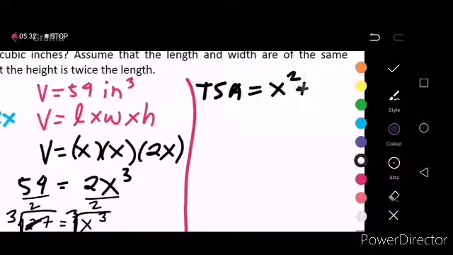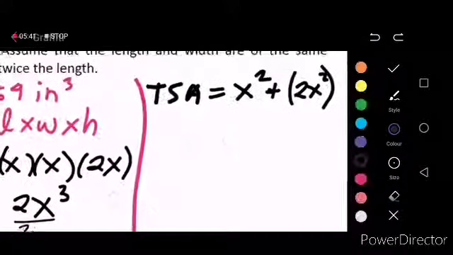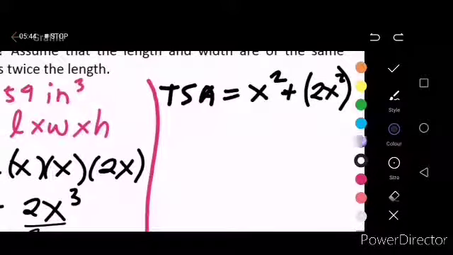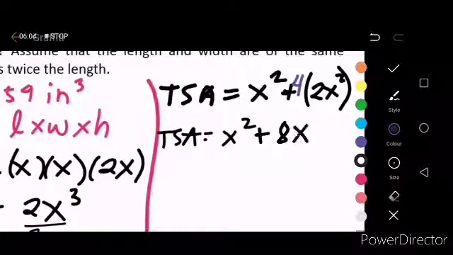Yung formula natin para sa isang side, which is 2x squared, imumultiply ko pa sa 4. Okay, mukhang hindi na nababasa masyado dyan. Imumultiply ko pa siya sa 4. Bakit 4? Kasi 4 yung faces sa lateral. Tama. At yung formula sa bawat face na nasa side ay 2x times x, or in short, 2x squared. And now, we have the total surface area as x squared plus 8x squared.